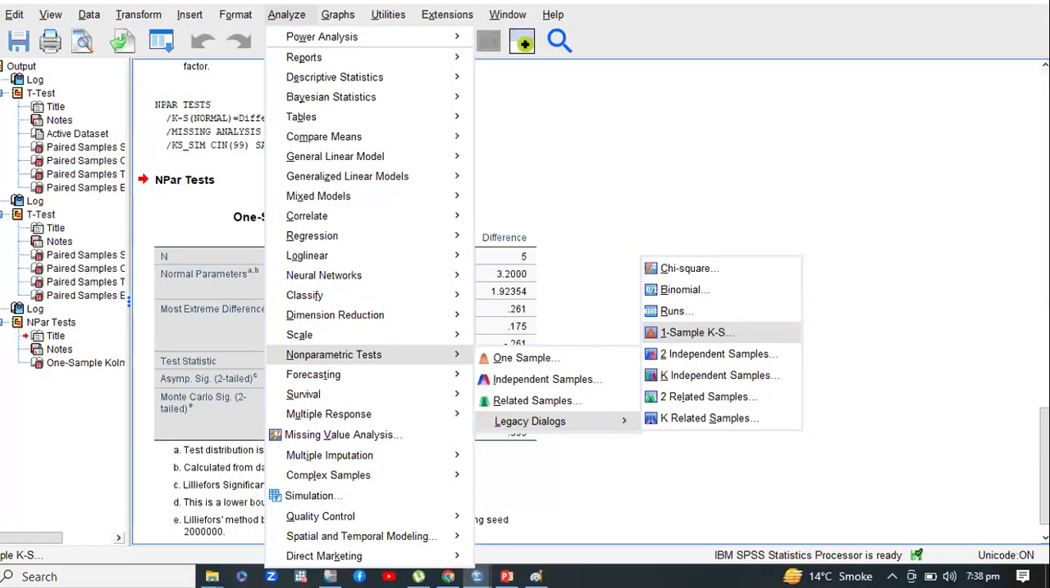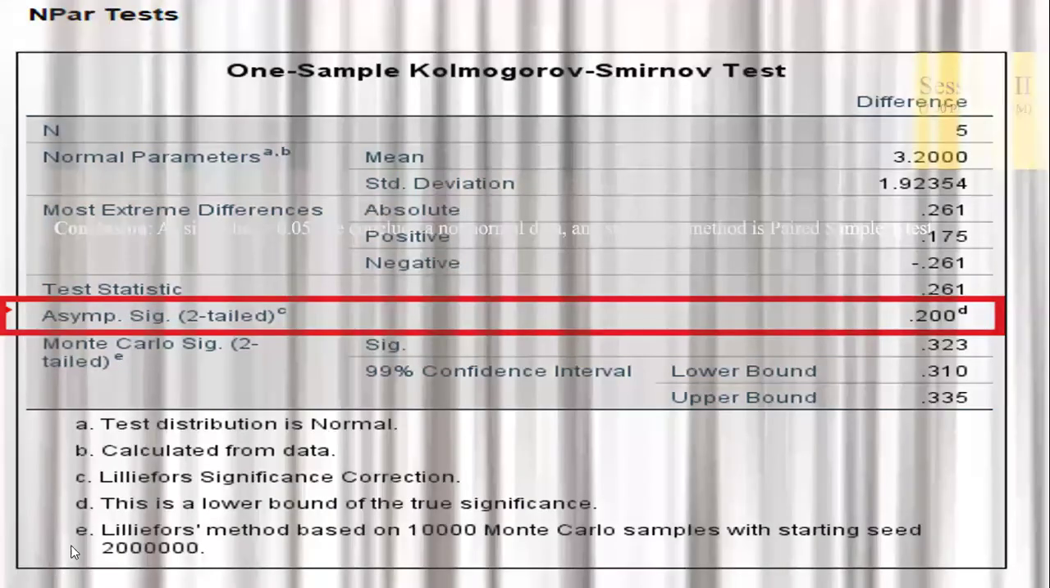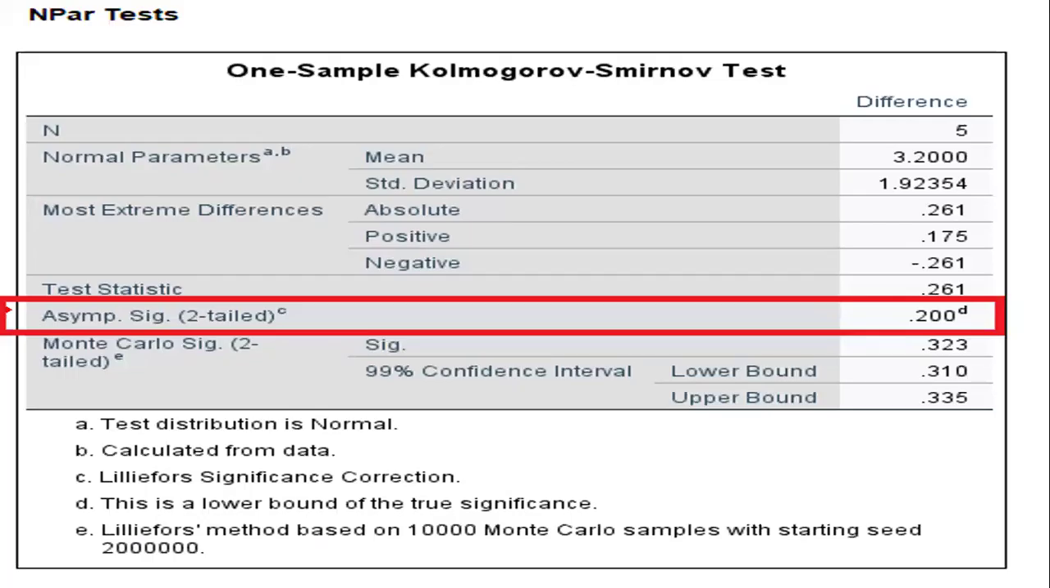So what you need to do is follow this procedure that I have already elaborated in front of you, and we find out that our value is greater than 0.05. So what we conclude over here is that our data is normal, and we need to use a paired sample t-test. That is our interpretation.